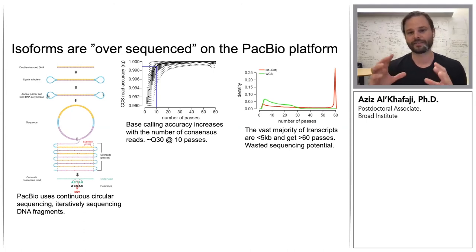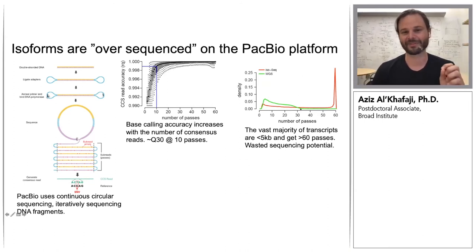And so as read lengths for the PacBio are in the range of 200 kb, and the vast majority of transcripts are 5 kb and below, we can see here in red, Iso-Seq reads have greater than 60 passes. And so really these reads are getting over-sequenced. And we can see this as wasted sequencing potential itself. So what if we could harness those extra passes, so to speak?